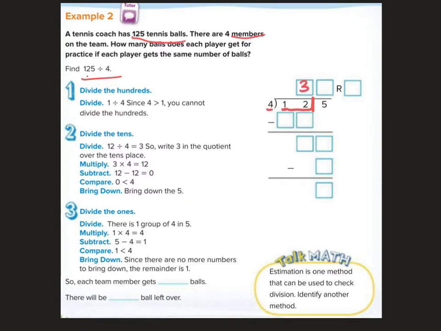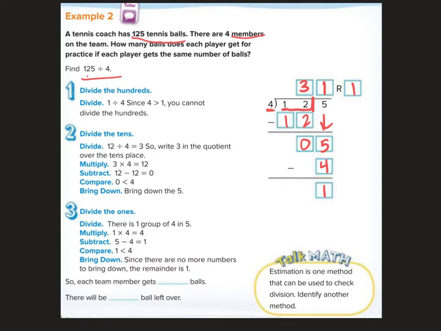So I divided. Now I'm going to multiply. 4 times 3 is 12. And subtract. Bring it on down. And bring it on back to dividing. 5 divided by 4 is 1. 4 times 1 is 4, and subtract. 5 minus 4 is 1. 1 left over.